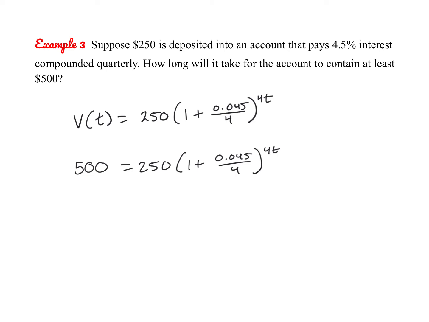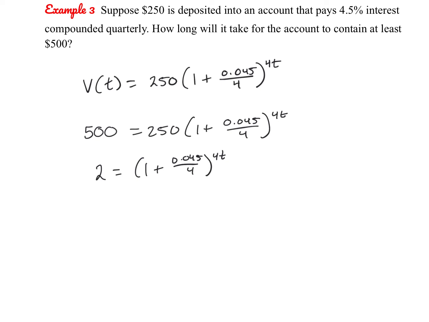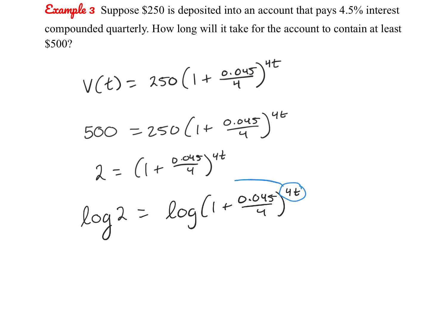So we'll start by dividing both sides by 250. All right, so now in this case, we don't really want to take the log of this base. So something we can do, we could just take the common log of both sides. So common log of 2 equals the common log of 1 plus 0.045 over 4 to the 4t. And then from here, we can use that power property. We can move this out front to the numerator.